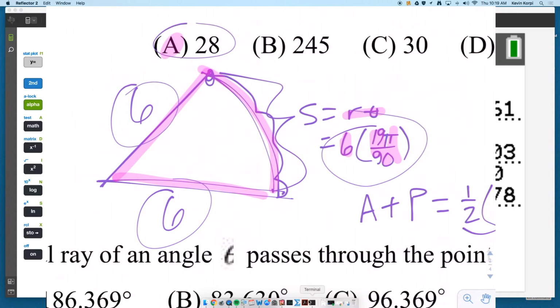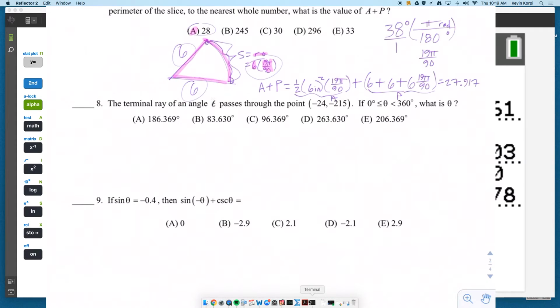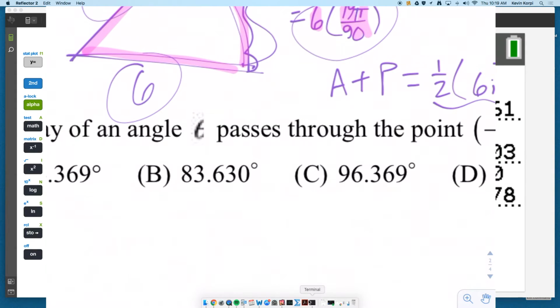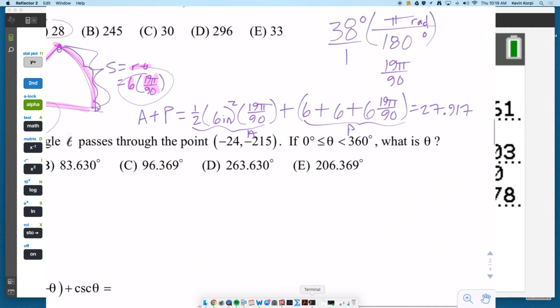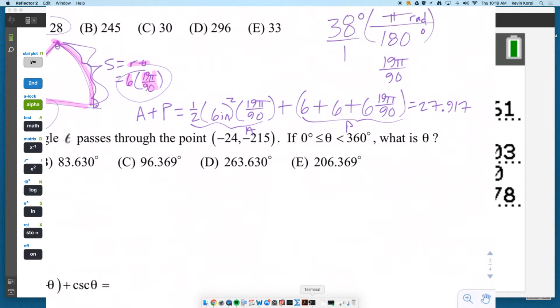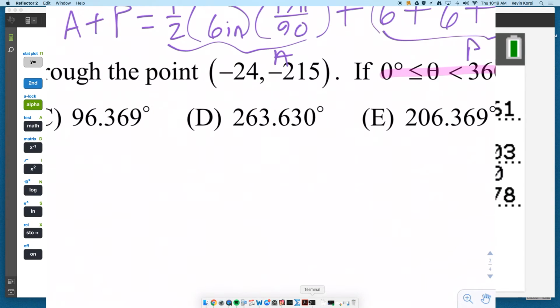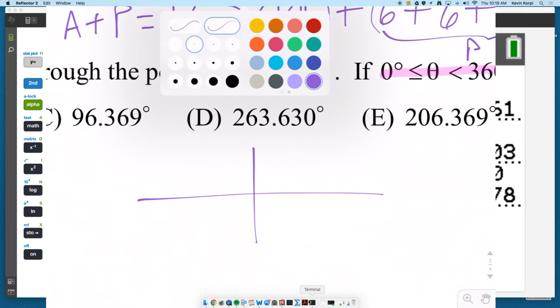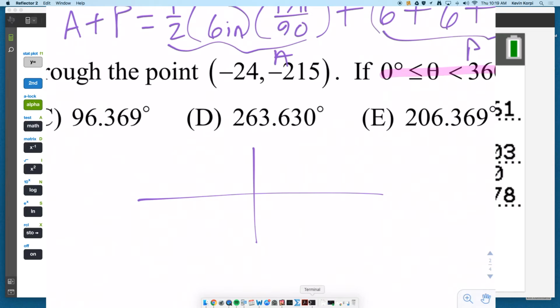Okay. Moving on. Number 8. The terminal ray of an angle theta passes through the point negative 24, negative 215. If your angle theta is between 0 and 360, what is theta? Well, this is like everybody's favorite 2 clues problem because it's very difficult to get it into the wrong quadrant because you know how the coordinate plane works. It's negative, negative, so it does end up in quadrant what? Quadrant 3.